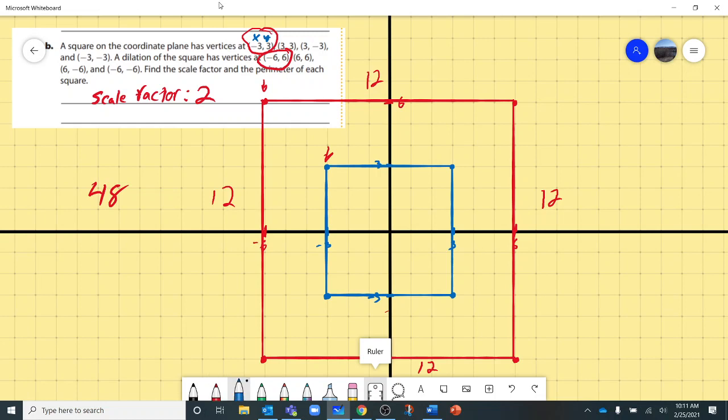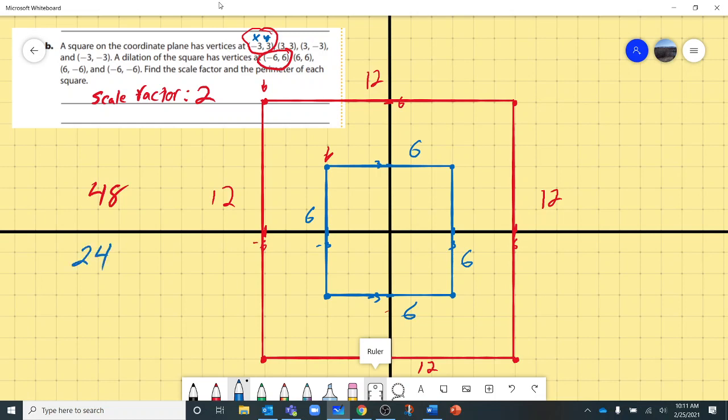For the blue square, it's 1, 2, 3, 4, 5, 6. So 6, 6, 6, and 6. 6 plus 6 is 12, plus 6 is 18, plus 6 is 24. So our blue one is 24.